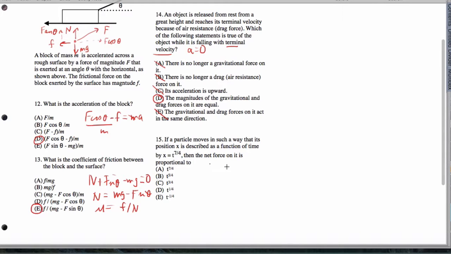Number 15, it's another derivative question. So we're going to take the second derivative. So x single dot, x dot, the first derivative, is going to be 7/4 t to the 3/4, because I need to subtract one from the exponent, 7/4 minus 4/4. And then x double dot is going to be 7/4 times 3/4 t to the negative 1/4, so there should be a t here, t to the negative 1/4. And that's how I'm getting choice E.